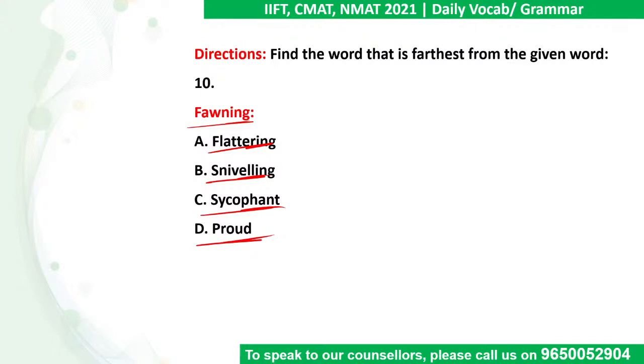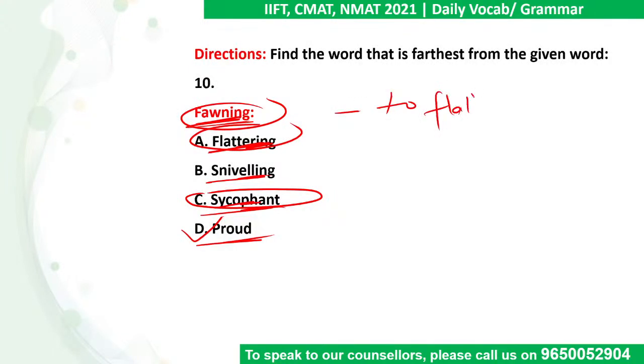Okay, here we go. Yes, Ashish, you are right. Spot on. Very well. Answer is D, proud. Fawning, flattering, and sycophant. These three words mean to flatter. To fawn someone means to flatter. To flatter someone.